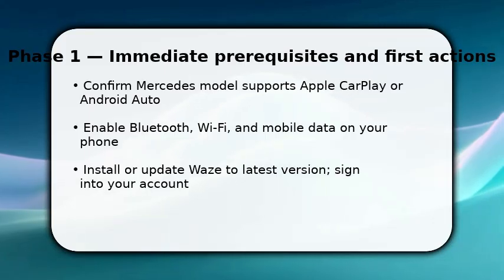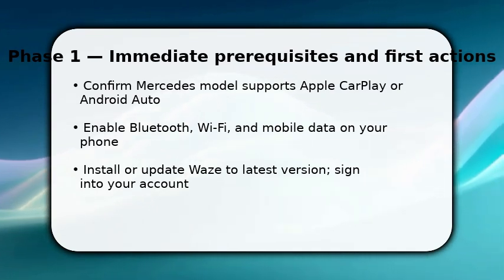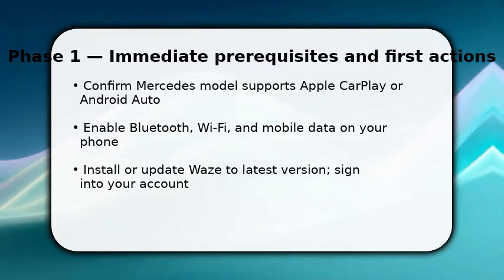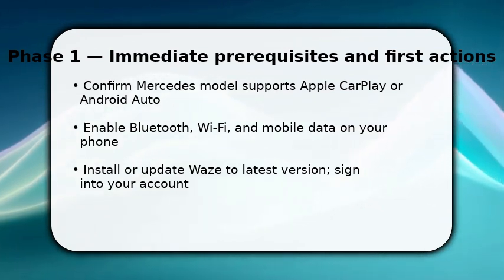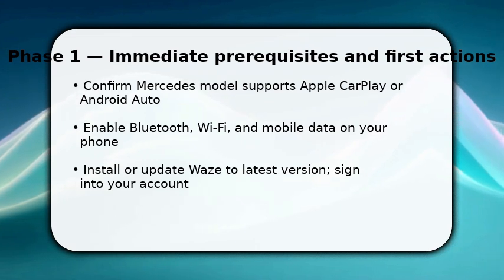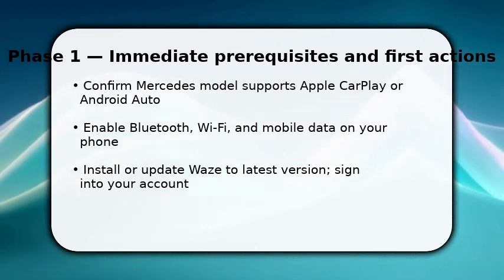You start by confirming compatibility. Check whether your Mercedes offers Apple CarPlay or Android Auto, and confirm the infotainment software is current. Next, enable Bluetooth and Wi-Fi on the car and phone, and turn on mobile data so Waze can stream maps.